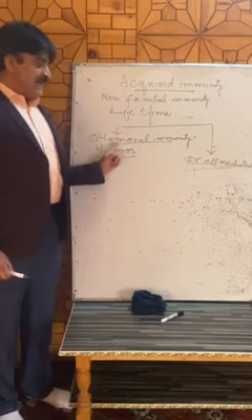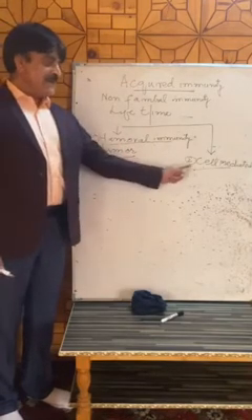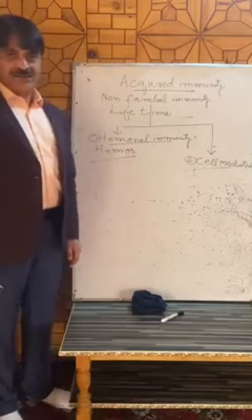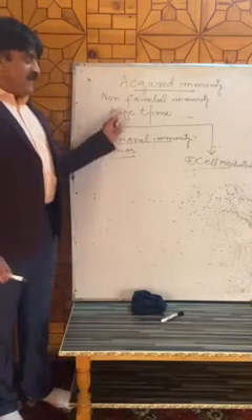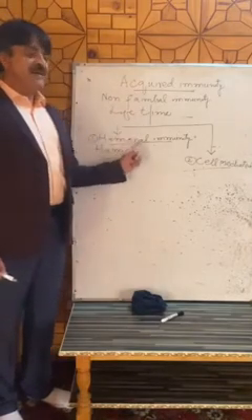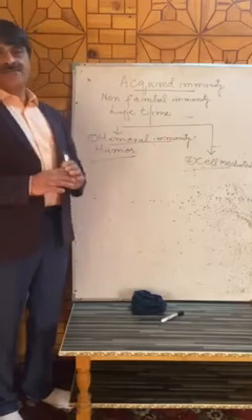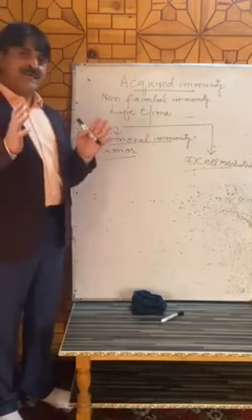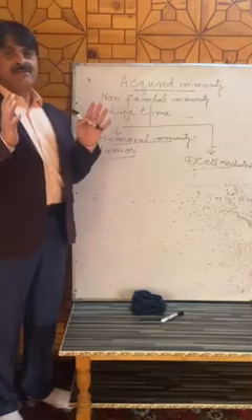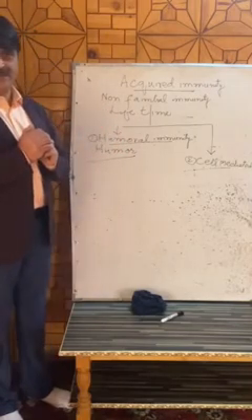Besides that, acquired immunity has two components. Number first is called humoral immunity. Number second is called cell mediated immunity. So acquired immunity is further divided into two subsystems of the immune system: number first is the humoral immune system, number second is the cell mediated immune system.